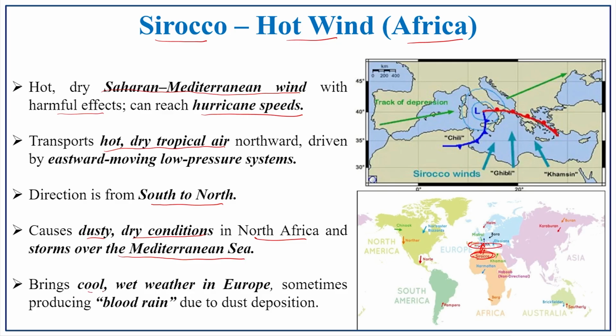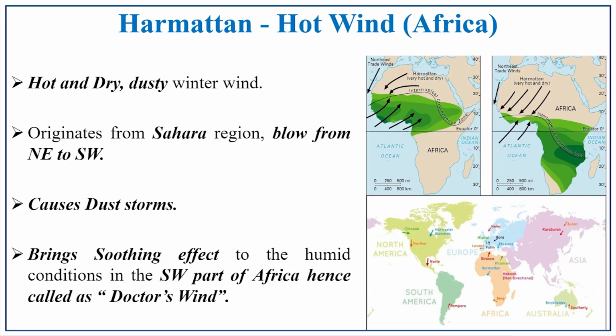It brings cool, wet weather in Europe. Sometimes it produces blood rain due to the dust deposition. It is gathering all the dust along with it. Because of that dust and the humidity from the nearby water bodies, it produces rain in that particular locality. Because of the dust content in the water, the rain looks bloody. So, it is known as blood rain.